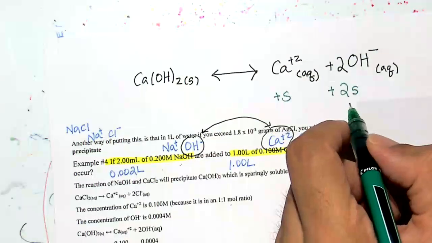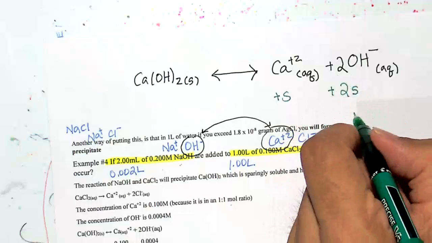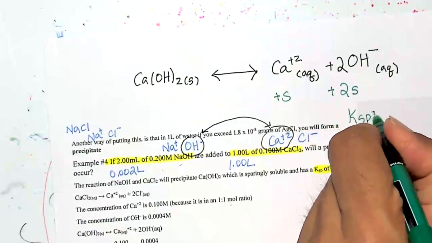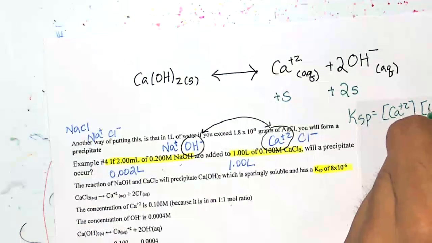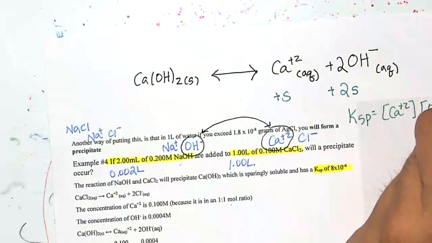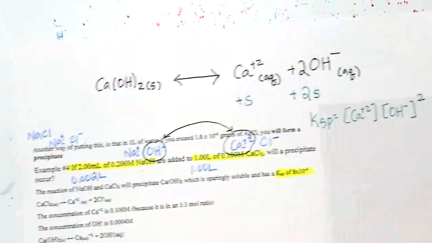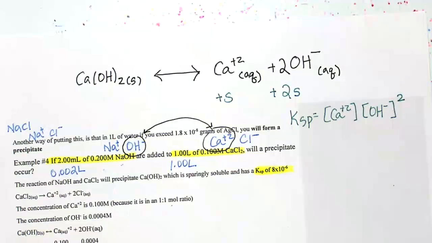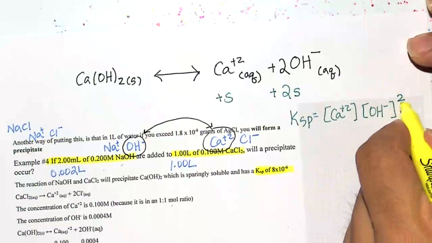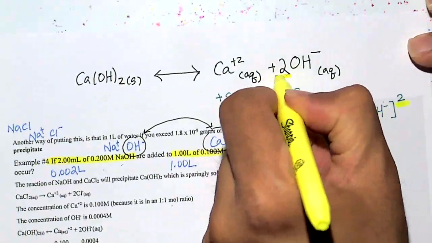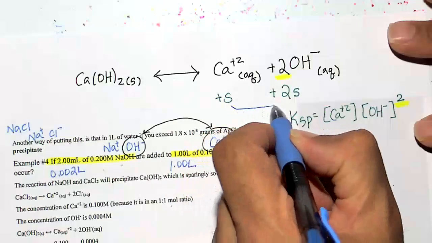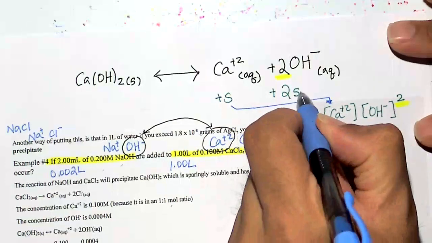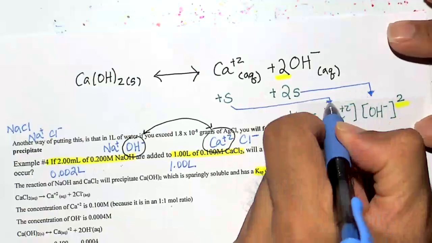All right, so we will continue this problem like we did our problem at the very beginning of class. KSP is equal to calcium ion times hydroxide ion. Why did I square it? This is why I squared it, so make sure you do that on the exam. The calcium ion here is S. The hydroxide ion here is 2S.